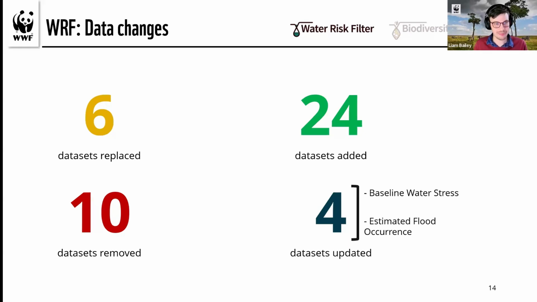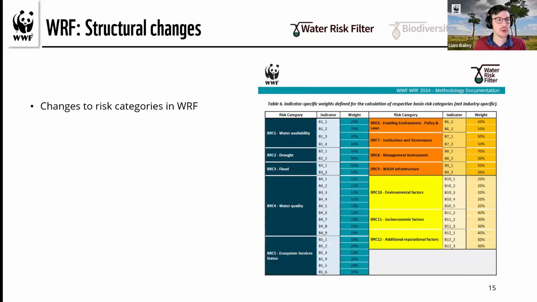So we've updated the data sets in the back, but in the case of the water risk filter, we've also changed a little bit of the structure of how we aggregate risk. For those of you that might not be so familiar with the water risk filter, the way that our method works is that we take data sets and we convert these into indicators, which range from risk scores of 1 to 5. And we then aggregate these up into risk categories where we have similar indicators grouped together, and then further into risk types.